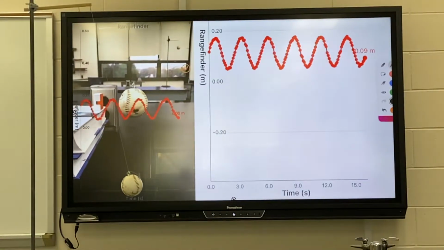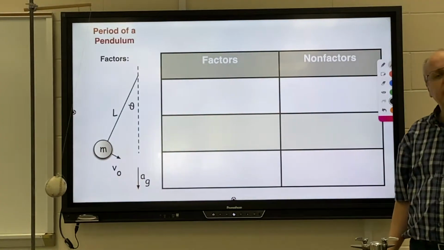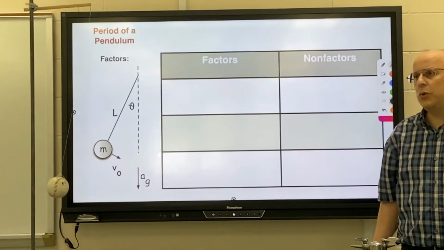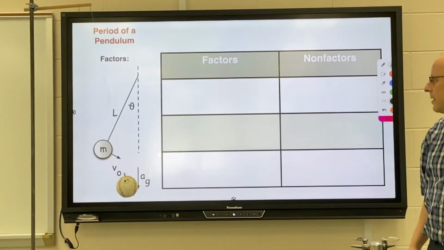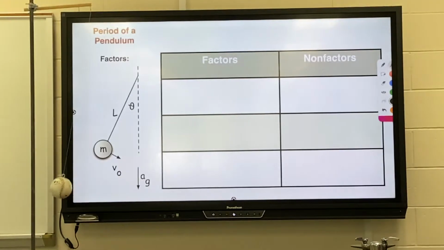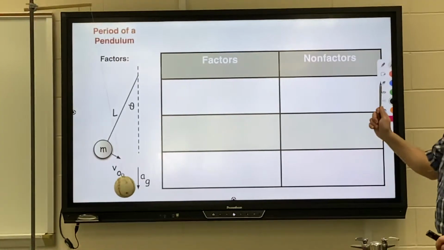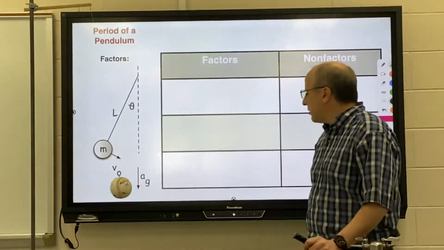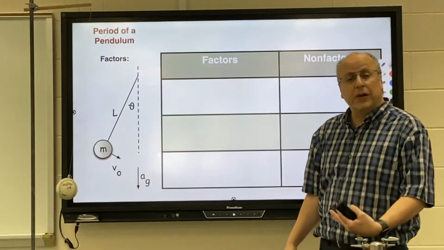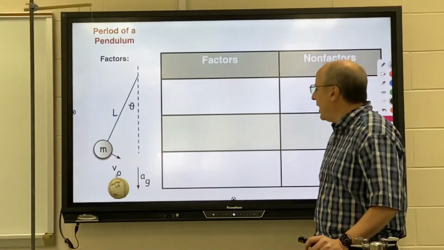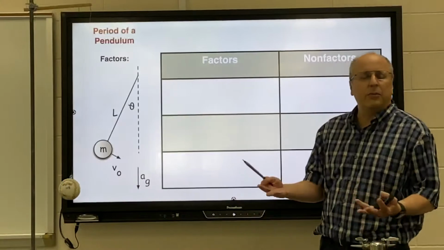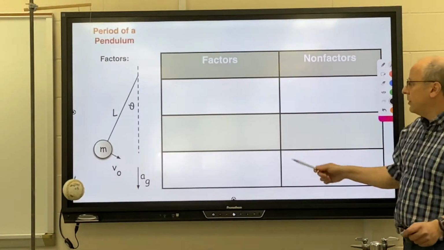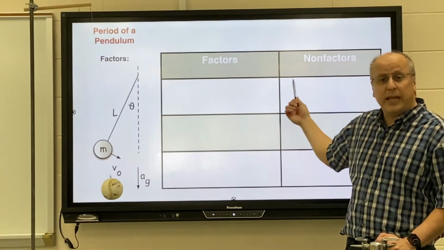Okay, and what we wanted to do from this lab was figure out what things mattered and what things did not. What factors affect the pendulum and which things are not important. Okay, so there's a lot of potential factors. The length of the pendulum, the mass of the pendulum bob, the angle that we pull it back to, the gravitational field of the planet we're working on, and if we give it a little push, or whether or not we just release it. It turns out that not all of these things matter, so we're going to group them into factors and non-factors.